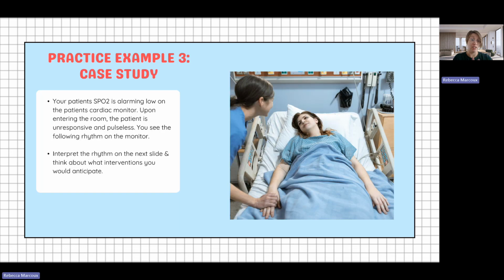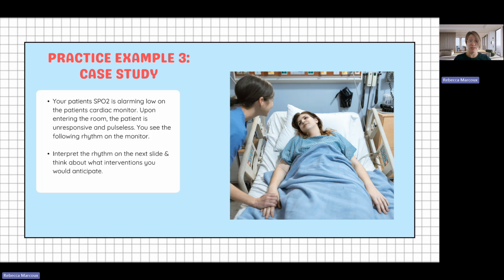Our next case study: the patient's SpO2 is alarmingly low all of a sudden on your cardiac monitor. Upon entering the room, your patient is unresponsive. You check a pulse. The patient is pulseless. You see the following rhythm on the monitor.